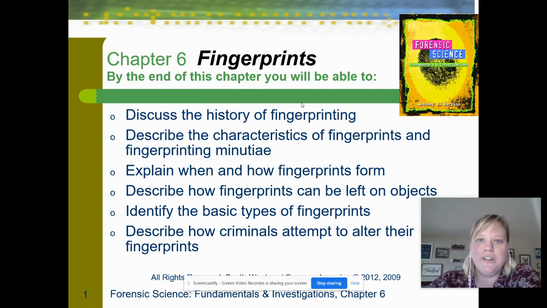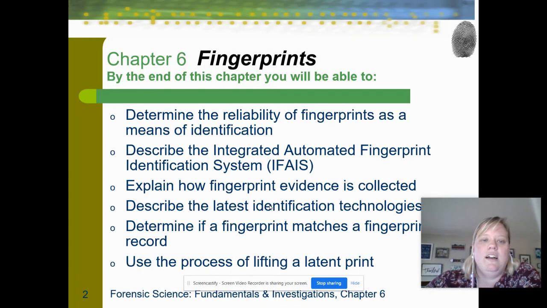So after this whole PowerPoint, which won't all happen today, I want you to be able to discuss the history of fingerprinting, describe the characteristics of fingerprints and fingerprint minutiae, explain when and how fingerprints form, describe how fingerprints can be left on objects, identify the basic types of fingerprints. I want you to be able to describe how criminals alter their fingerprints or attempt to alter their fingerprints. I want you to be able to determine the reliability of fingerprints as a means of identification.